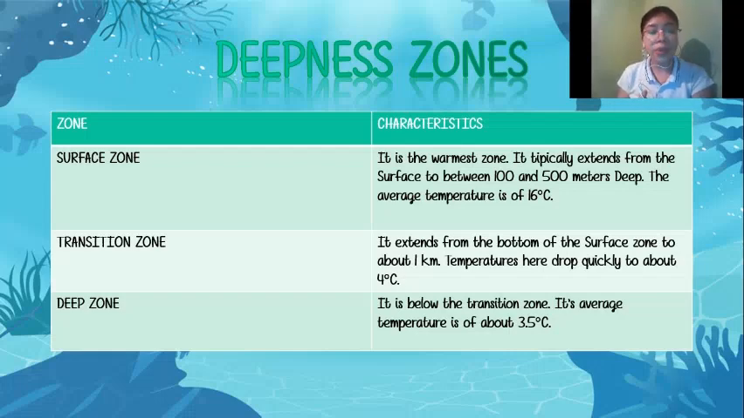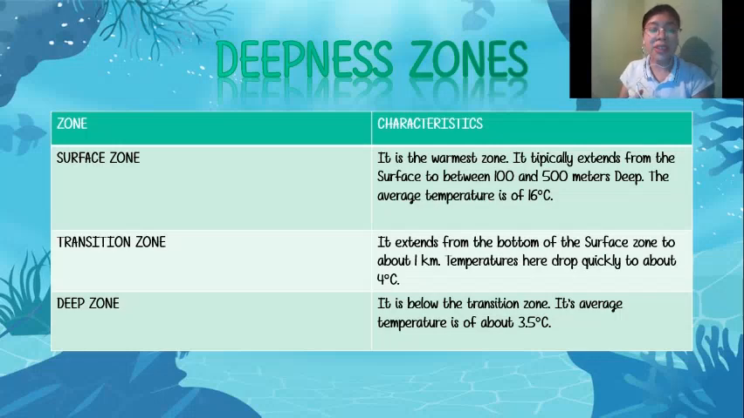We have zone number 1, that is the surface zone. Its characteristics are, it is the warmest zone, yes, because it is on the surface. It typically extends from the surface of the ocean to between 100 and 500 meters deep. The average temperature here is 16 to 25 degrees, more or less.